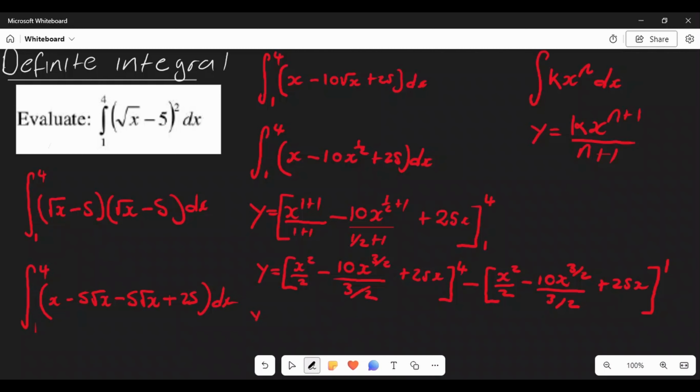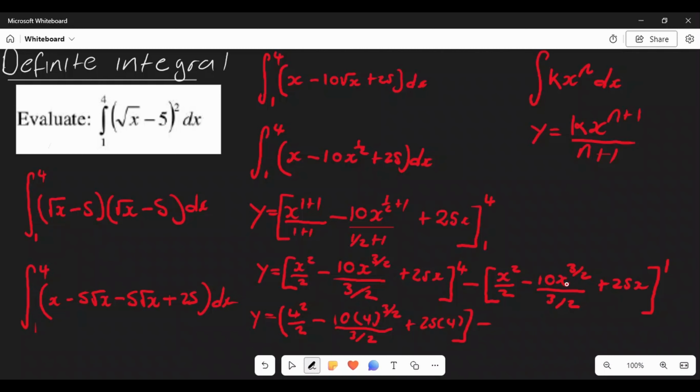So wherever there is x, we're gonna substitute with the upper limit. In this case our upper limit is 4, so it's gonna be 4 squared divided by 2 minus 10 multiplied by 4 to the power of 3 over 2 divided by 3 over 2, and then plus 25 multiplied by 4. Right, then you put it in the bracket like that, and then minus.